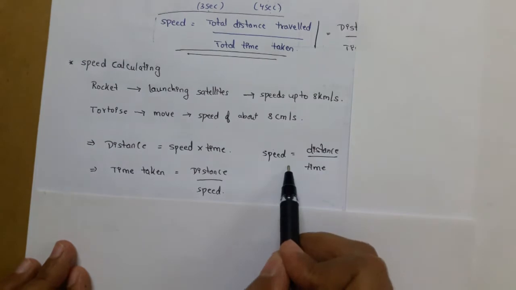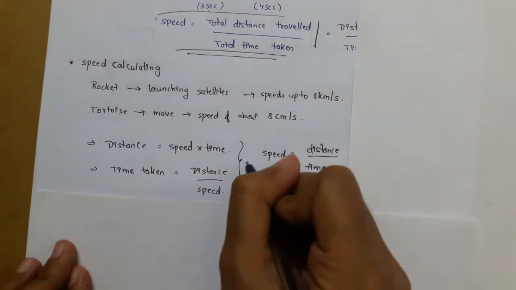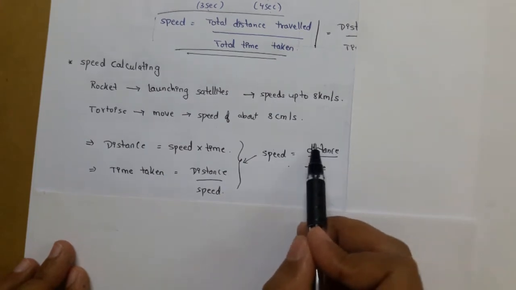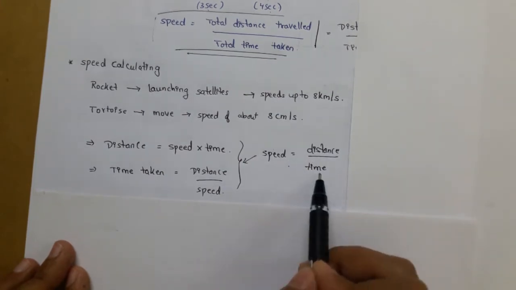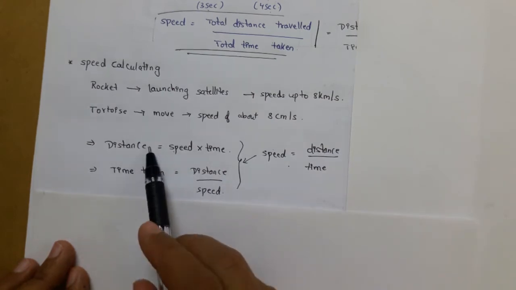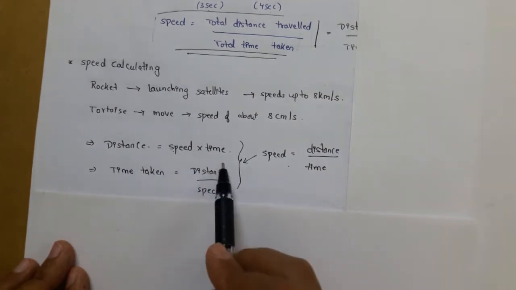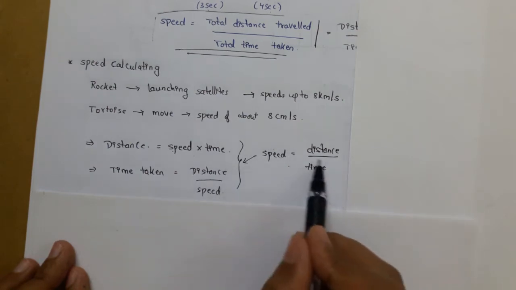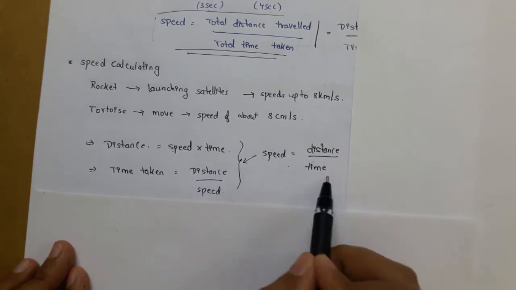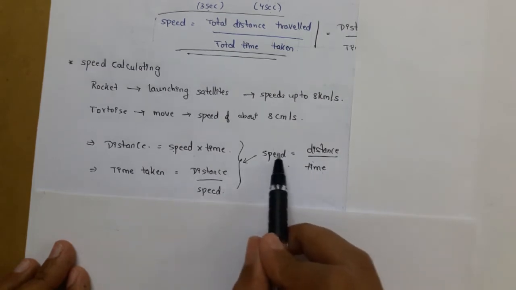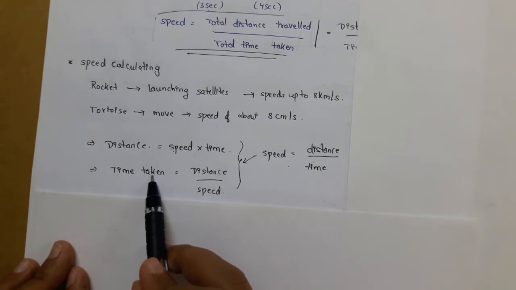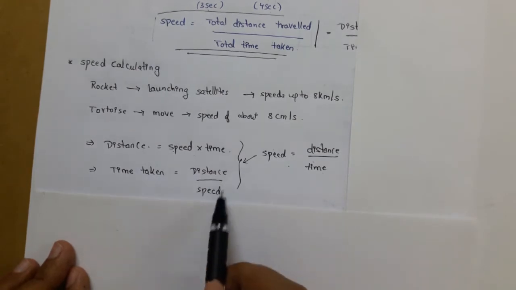From this formula we can derive two other formulas. If you want to calculate the distance, then you can multiply speed with time, and you will get the distance. That is our first formula: distance is equal to speed into time. Similarly, if you want to calculate the time taken by an object, then you can cross multiply, and time taken is equal to distance upon speed.